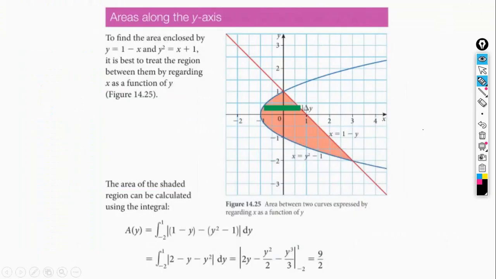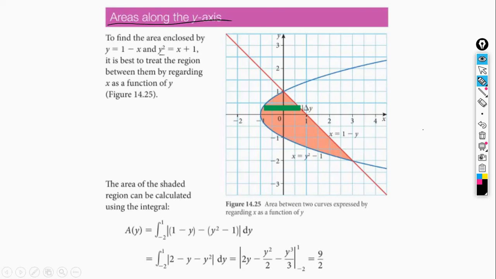So in the next slide, you're going to find an example of how to find areas along the y-axis. So here it talks about a case where you have to find the area that is enclosed by the curves y equals 1 minus x and y squared equals x plus 1. Now because this y is squared, it's probably easier to rearrange these and put them in terms of y, or x in terms of y.